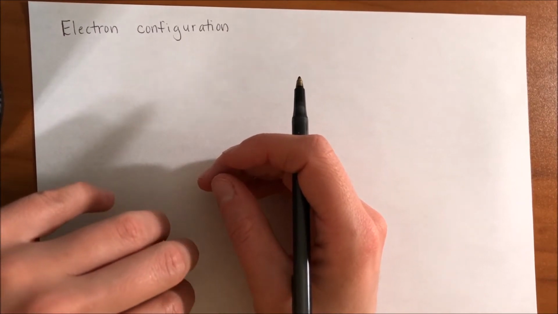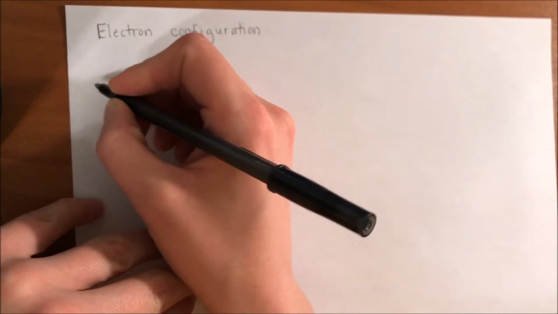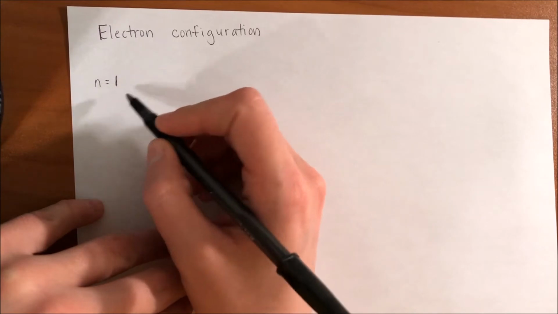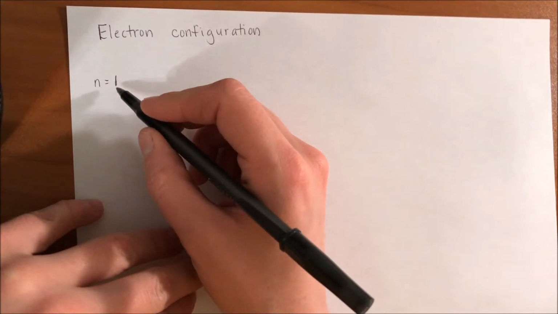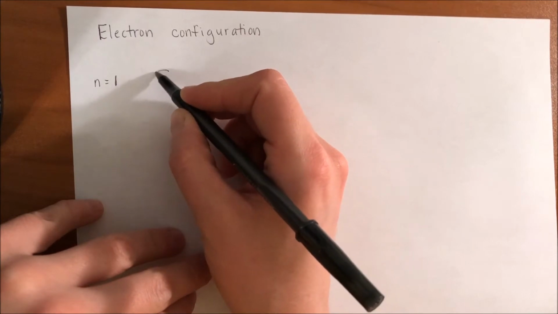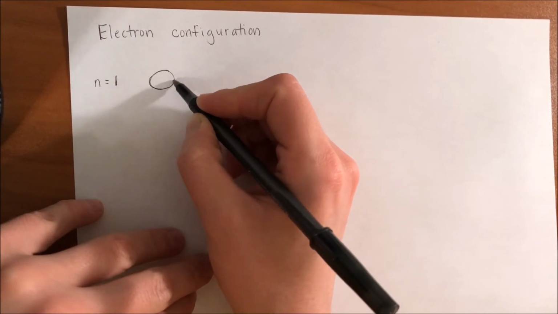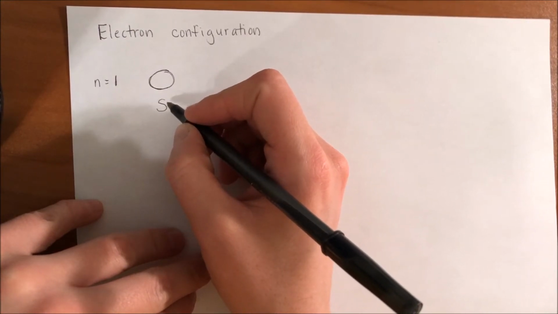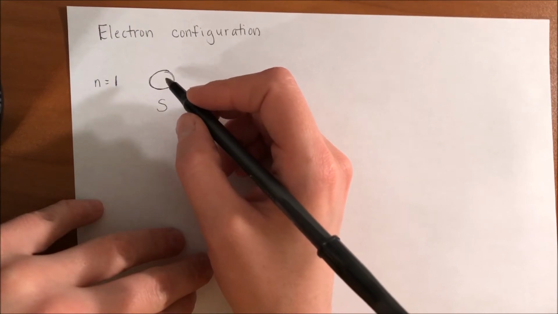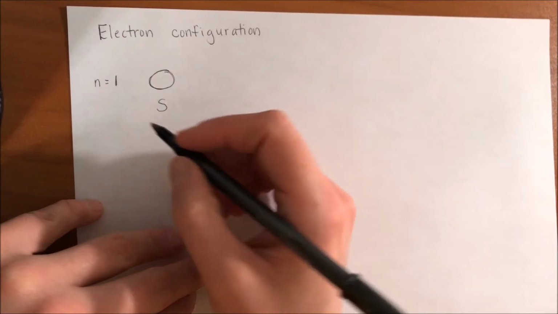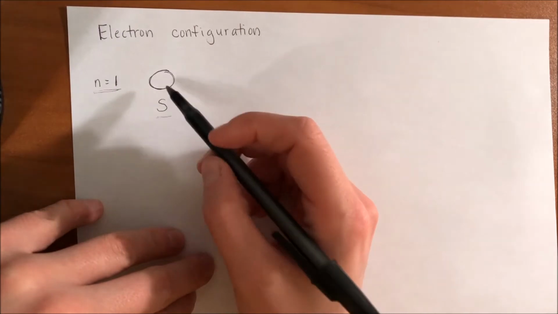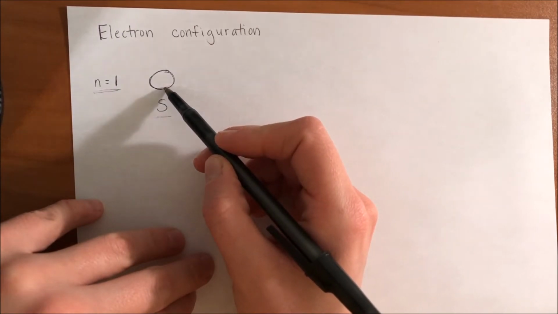So let's just take for an example, if we start out on the very first energy level, so that would be as if we had the principal quantum number equal to 1. So within the first energy level, the only possible subshell there is the S subshell. And within the S subshell, there's only one orbital. So here's our energy level, our subshell, and then the orbital within the subshell.